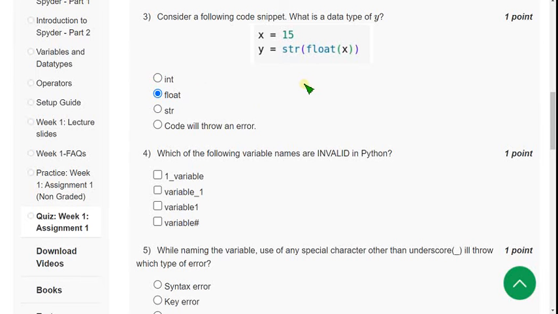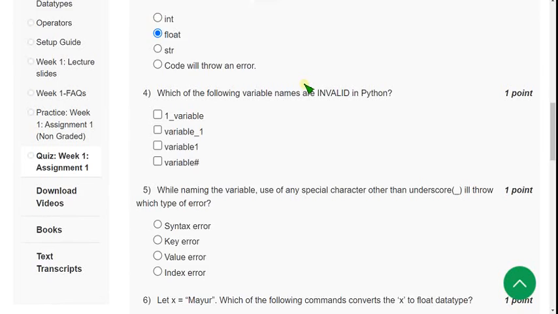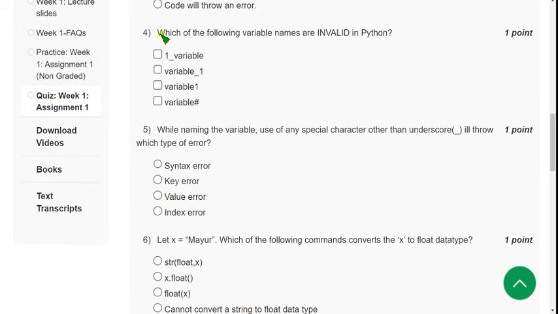Now let's move on to the fourth question. Which of the following variable names are invalid in Python? So for the fourth question, there are two probable solutions, guys.